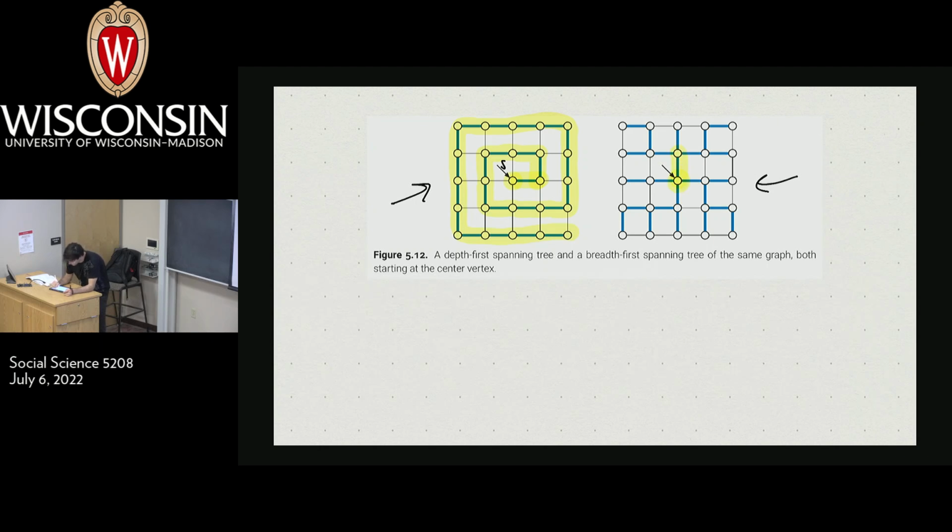For breadth first, you're not going to do that. You take one step, you come back, take another step, come back, one step, come back. Then you take another step, come back, etc. And it's going to grow this tree outward, just like that.